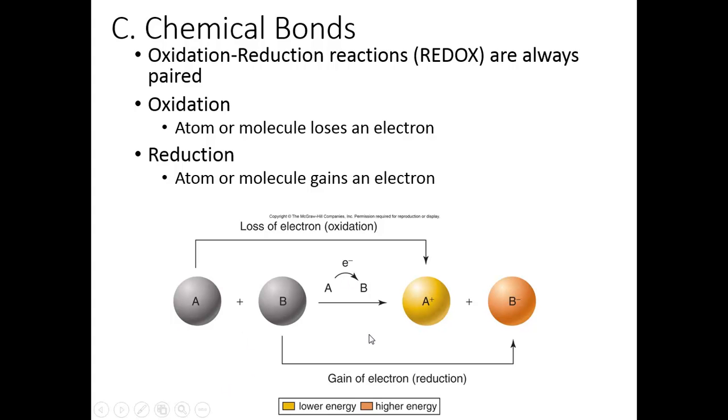So this diagram here shows we have two molecules, A and B. They react with each other, and A donates an electron to B. Because A loses an electron, it is being oxidized. Because B gains an electron, it is being reduced. And the oxidized form of a molecule is going to have more energy. So B, at the end of this reaction, has more energy than A because it has an extra electron that allows it, that bond has energy within it, has more potential energy.